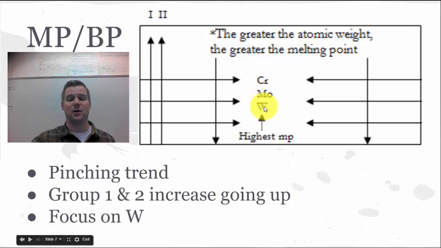And the difference here between density and melting point, boiling point, is that for families 1 and 2, as you go up, the melting point or boiling point actually increases. So going up these families, the melting point, boiling point increases. But then the rest of the table, as you go down, the melting point, boiling point increase.